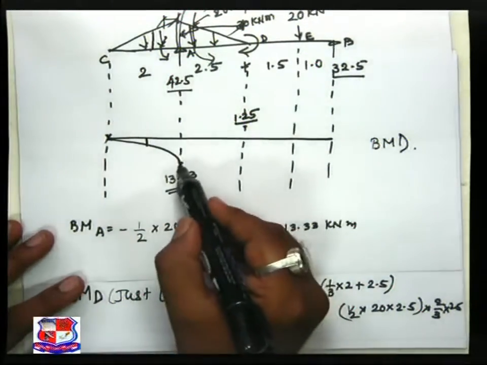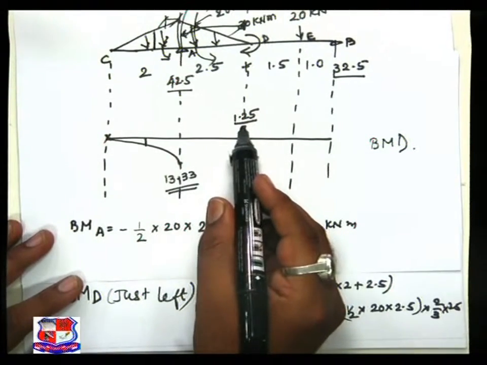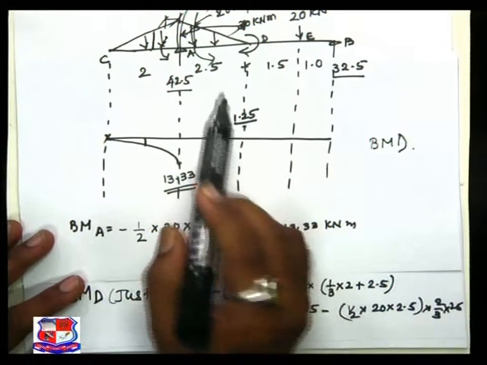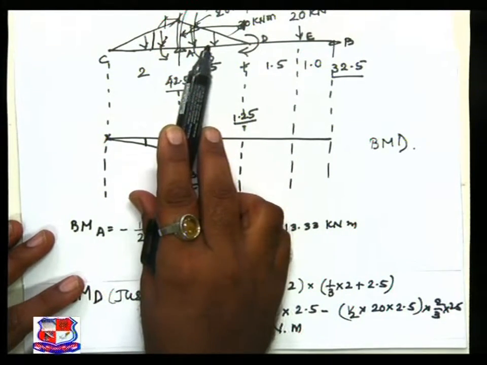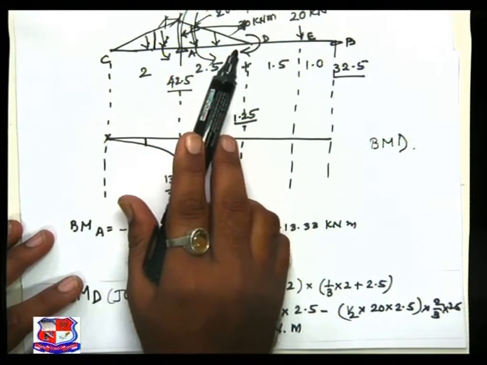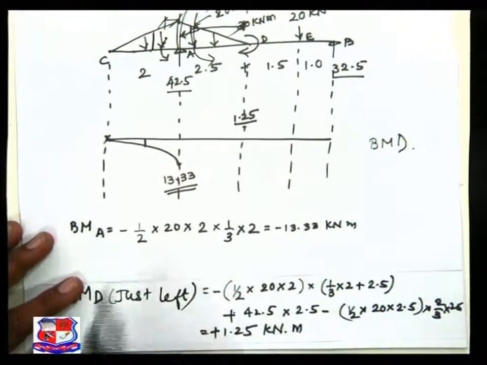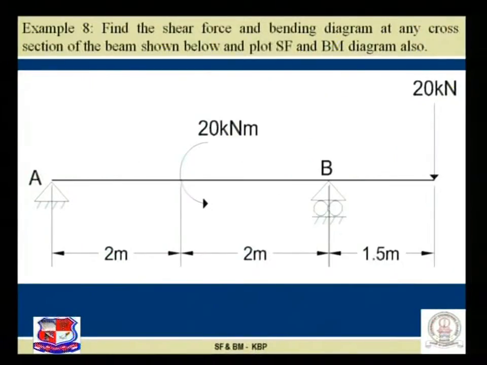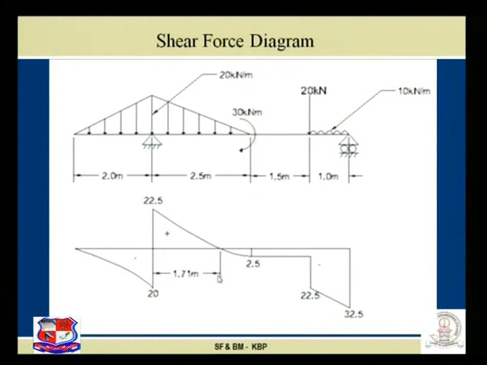Means I have to join this point and this point using a cubic parabola, because the load acting is of UVL nature. But interesting, please refer to your shear force diagram which has been taught to you in the previous class. So refer to this PPT. See, the point at which the shear force is 0, refer to this one, and this distance is 1.71, means at this point, that is 1.71 meter from the A end, I will achieve maximum bending moment.